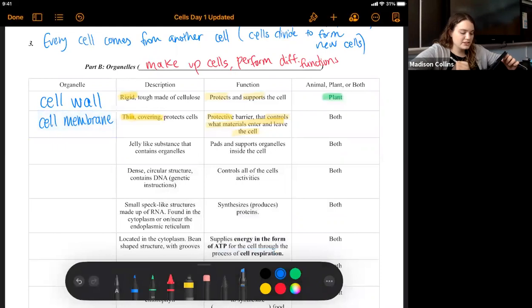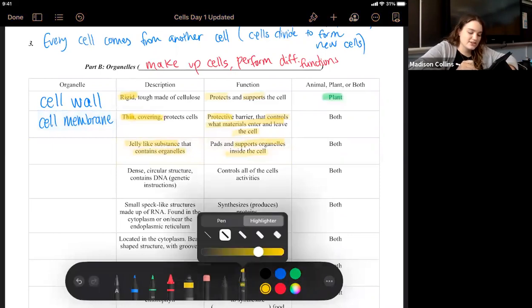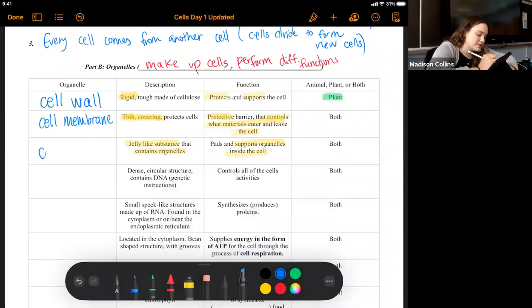Next up, we've got our jelly-like substance that contains organelles. So it's a jelly-like substance, it contains organelles, and its function is that it pads and supports organelles inside the cell. Once again, this is found in both animal and plant cells. Well, that jelly-like structure is what we call the cytoplasm.